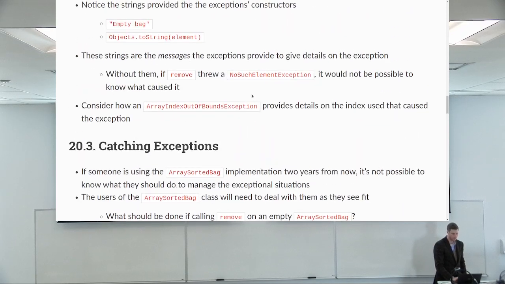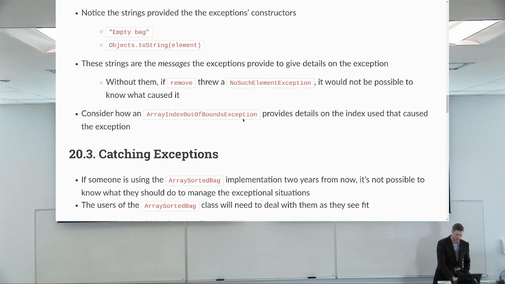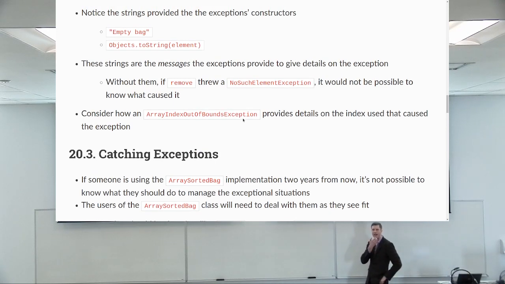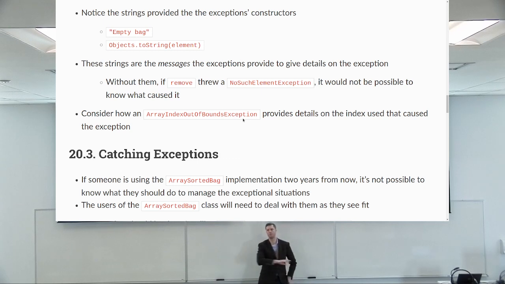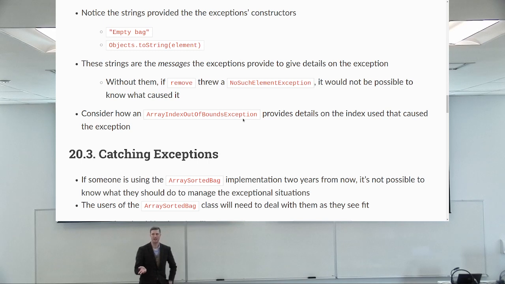We like to add the messages because they give details. Like if you access an array, imagine I'm doing 1 billion array accesses, and my program crashes because it says array index out of bounds. Okay. But if it says array index out of bounds 17, I go, oh, I was trying to access index 17 and it doesn't exist. So the message is nice. It gives you additional details.